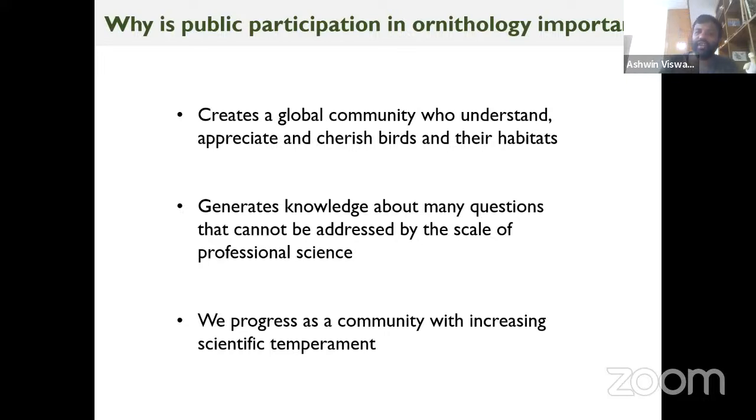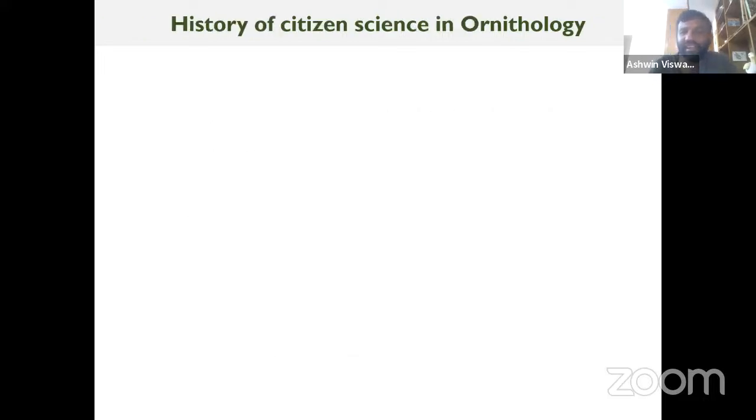So it does three things effectively. One is there is much greater reach. Information will come in from many more places, but also there are many questions that can be asked and answered, and everybody becomes a scientist. That's important for us to grow as a community, because as a community we need to take logical decisions, or decisions based on evidence, and that is effectively what science is. So what is the history of citizen science in ornithology in India?